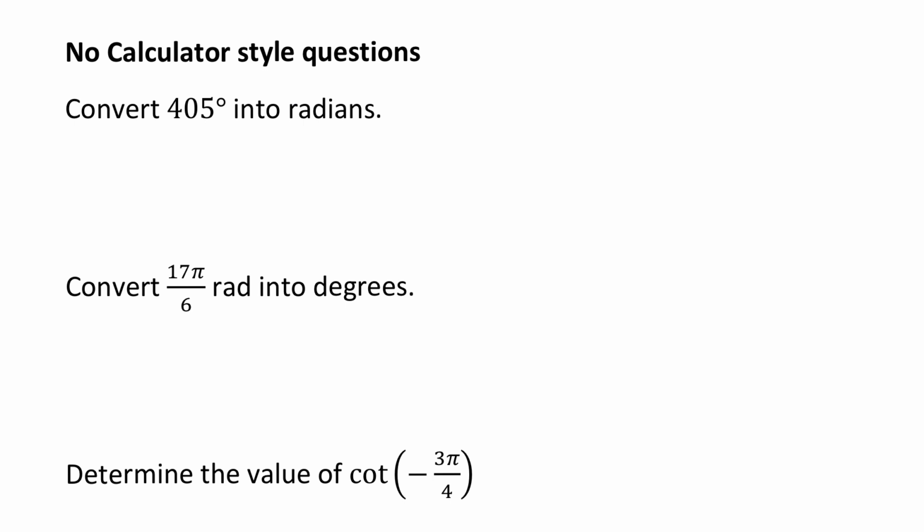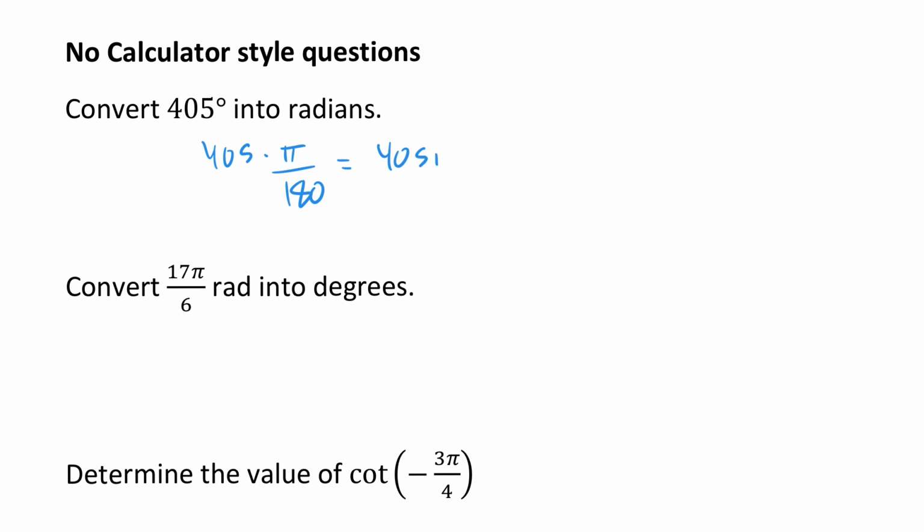All right, let's go ahead and switch gears and try some no calculator style questions in the same flavor, but these are going to be questions where you have to convert or determine values without a calculator. So let's take a look at this first one. Convert 405 degrees into radians. So again, we have to take our 405, multiply by pi, and divide by 180. But in this situation, we don't have access to a calculator.